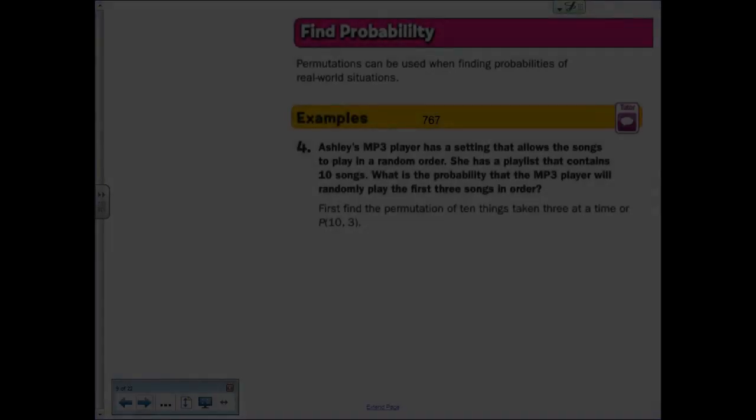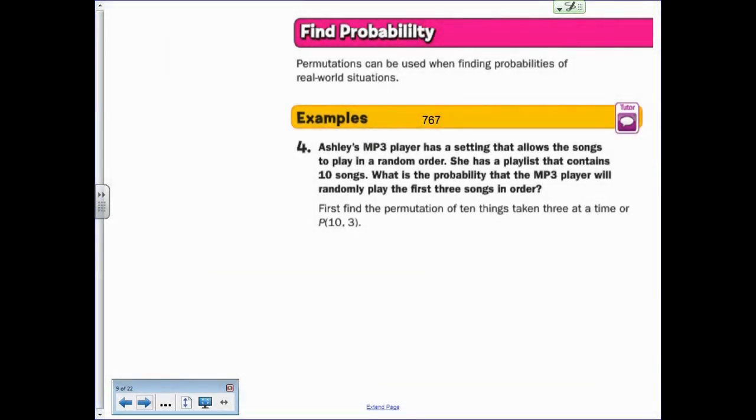Let's go on to example number 4. It says find probability. Permutations can be used when finding probabilities of real-world situations. For example, example 4 on the bottom of page 767 says, Ashley's MP3 player has a setting that allows the songs to play in a random order. She has a playlist that contains 7 songs. What is the probability that the MP3 player will randomly play the first 3 songs in order?